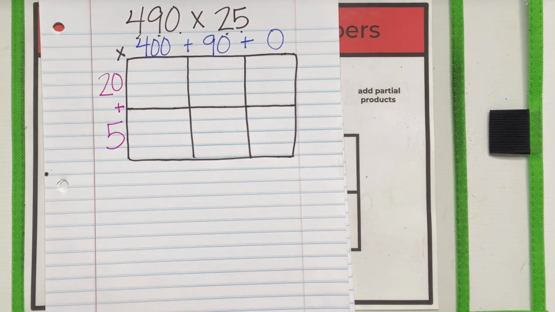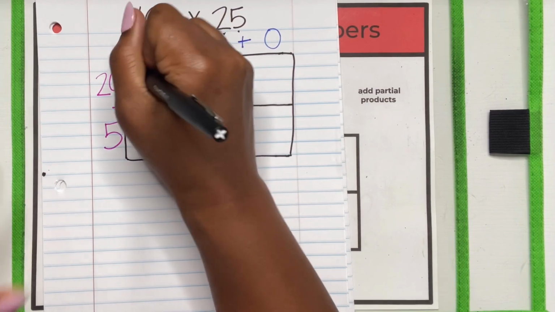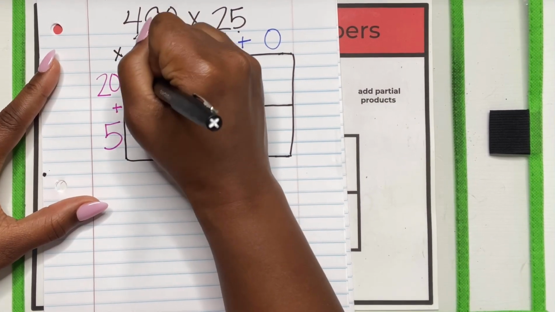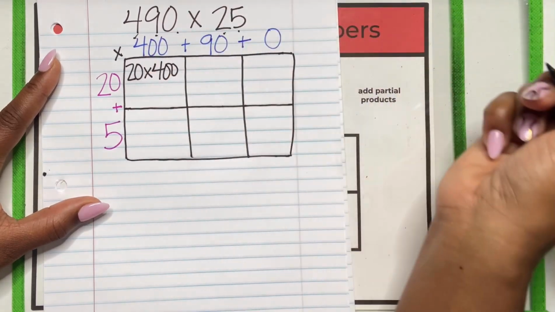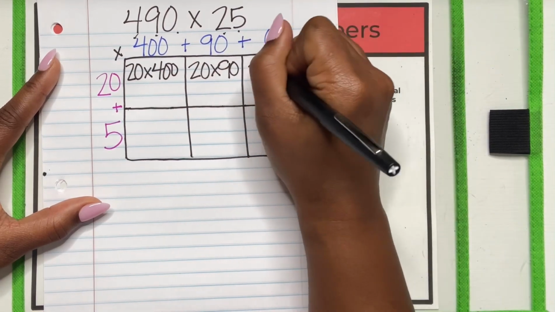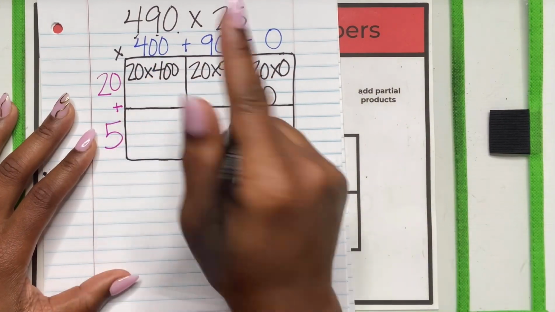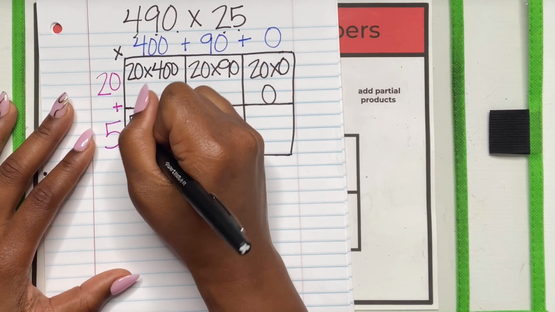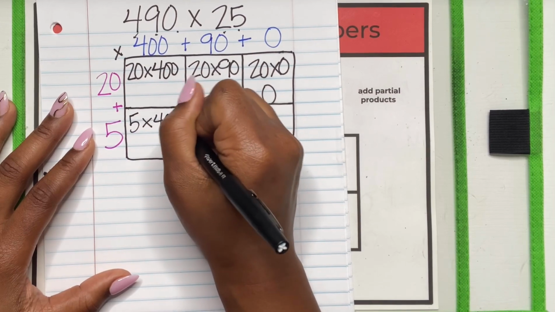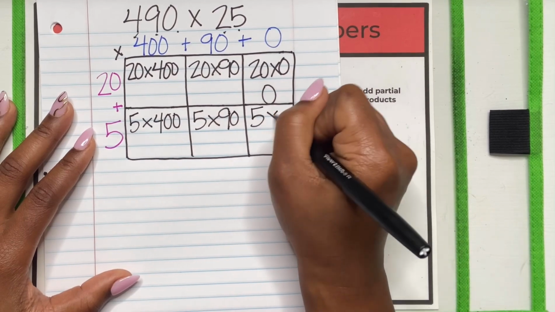I'm going to say 20, that first row, and then 5, the second row. 20 times 400. 20 times 90. And then 20 times 0. You already know that's 0. All right, then we're going to say 5 times 400. 5 times 90. 5 times 0.